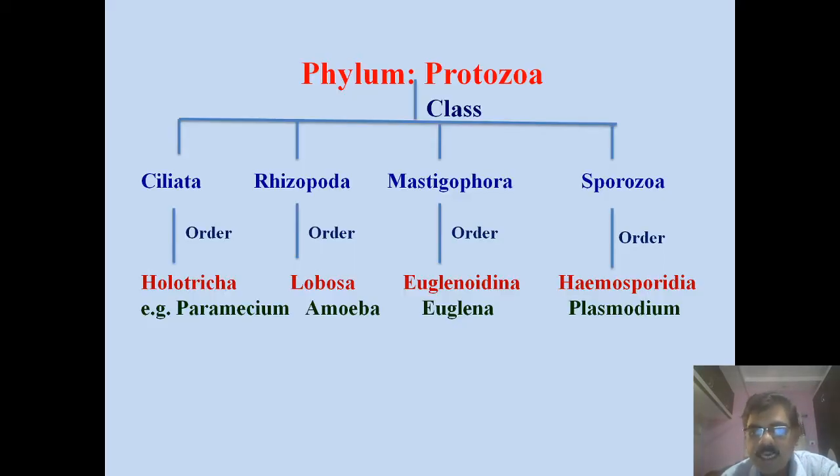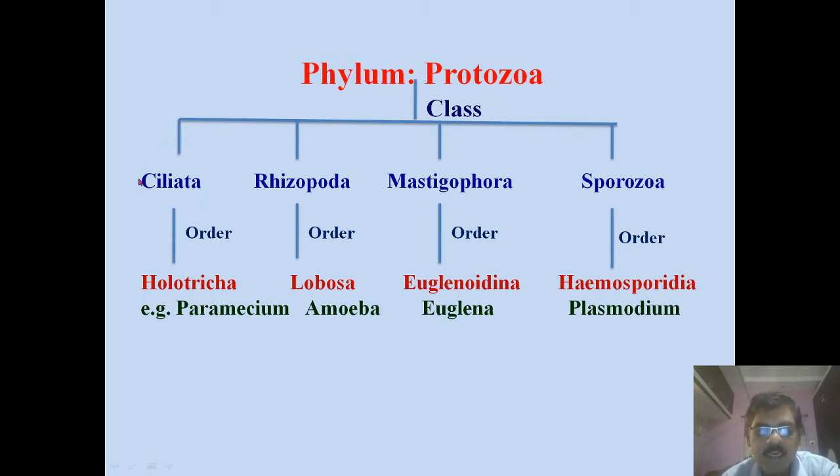Then on the left side, which is a blank page, you have to write down the classification of these protozoa. These protozoans are classified on the basis of the locomotory organ. First, this is the phylum, then the second hierarchical level is the class, and then order and genus. The protozoa have four classes: Ciliata, Rhizopoda, Mastigophora, and Sporozoa. The first is the Ciliata, those animals having cilia as the locomotory organ.